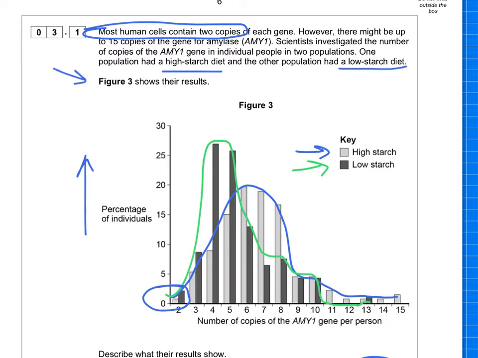And then let's look at the data. So the mode, or the highest percentage of individuals for low starch is at 4 copies. You can see 4 copies there, whereas for high starch it is 6 copies. And lastly, if you look at high starch, you can see, as I've shown you, the range or the spread is much greater compared to the low starch. So there's lots of different descriptions you can make.